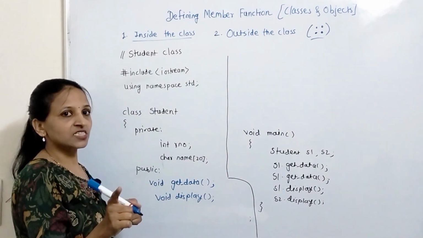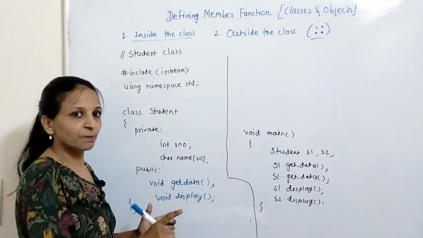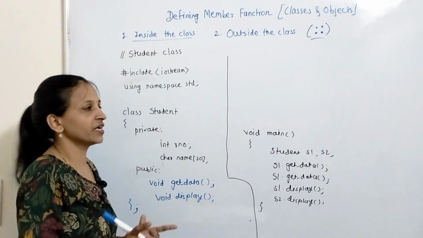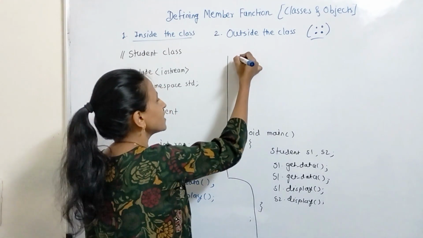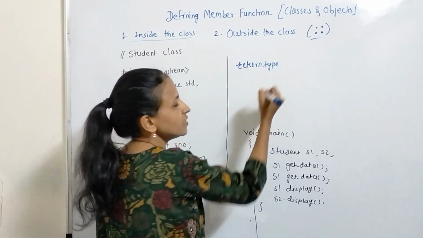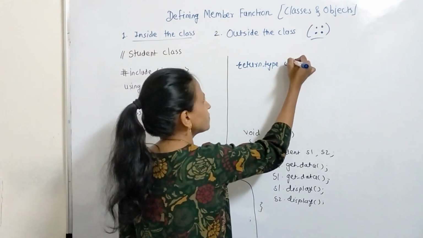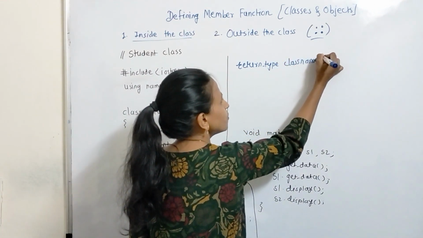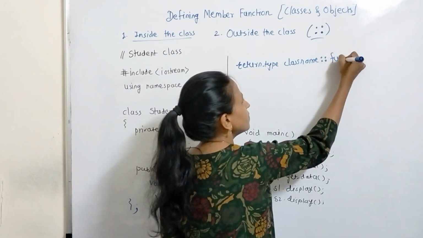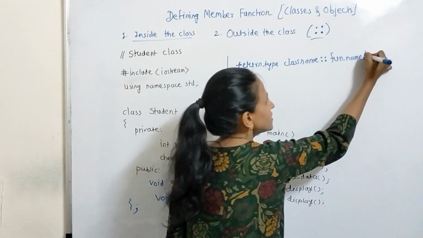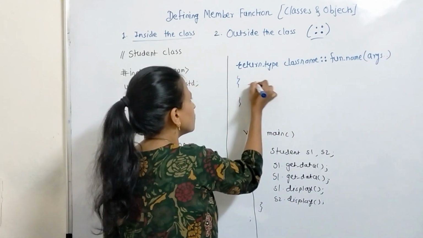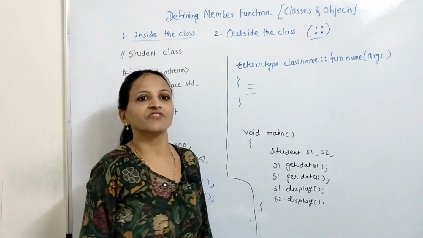Before that, we will see the syntax to define a member function outside the class using the scope resolution operator. The syntax is like this. First we write the return type, then the class name, then the scope resolution operator, then the function name, in brackets pass arguments if any, and write the code, the definition, here.